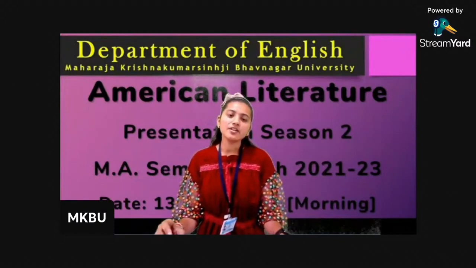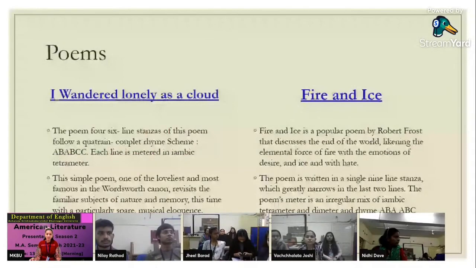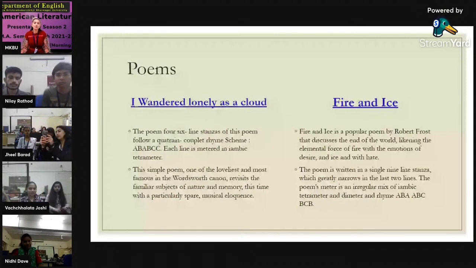The poem I Wandered Lonely as a Cloud is written by William Wordsworth, and Fire and Ice is written by Robert Frost. I Wandered Lonely as a Cloud has six-line stanzas that follow a quatrain and couplet rhyme scheme, A B A B C C. Each line maintains an iambic tetrameter.